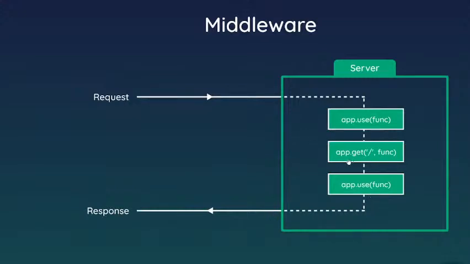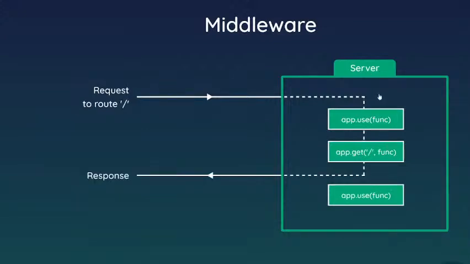The difference being that get handlers right here only fire functions for get requests to a certain route. The use method right here, they run for every type of request to all routes, including post requests. Now, middleware runs from top to bottom in our code, and it runs that way until we exit the process or explicitly send a response to the browser.